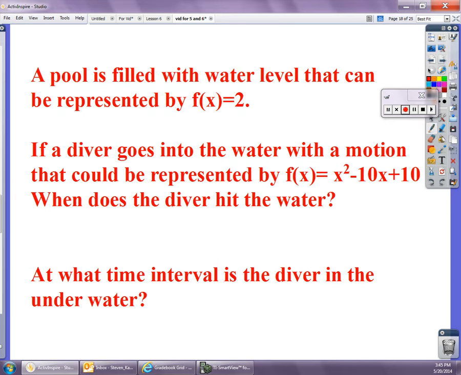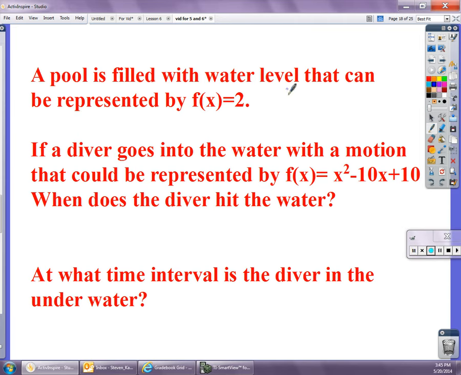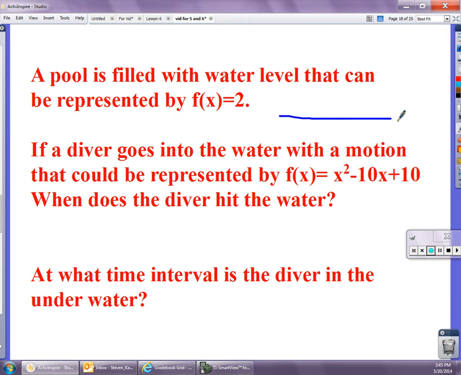Here's another example of that problem. Here the water level is at a height of 2. So I'm going to draw a horizontal line, and I can write either f of x equals 2 or y equals 2, or I can write the height is 2. Basically, you have a diver that comes down, goes under the water, and then comes back up above the water at this path. This is the motion of the diver, and I knew that it was a happy parabola because it's going upwards, because the dilation is a positive 1 right here.